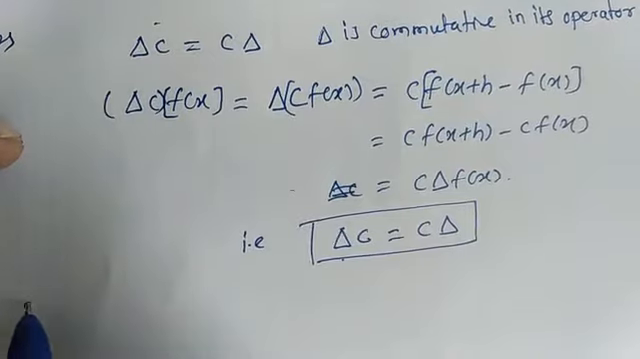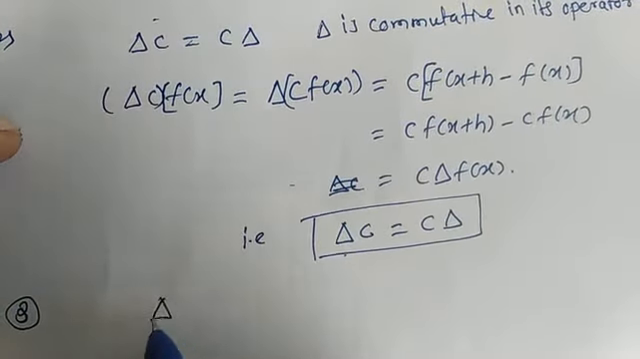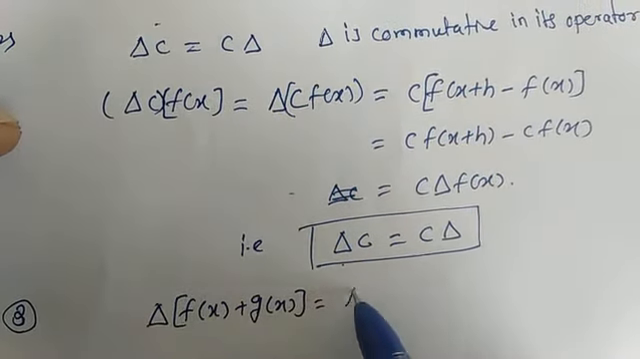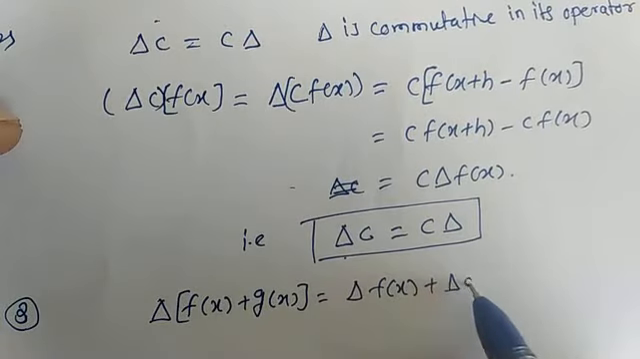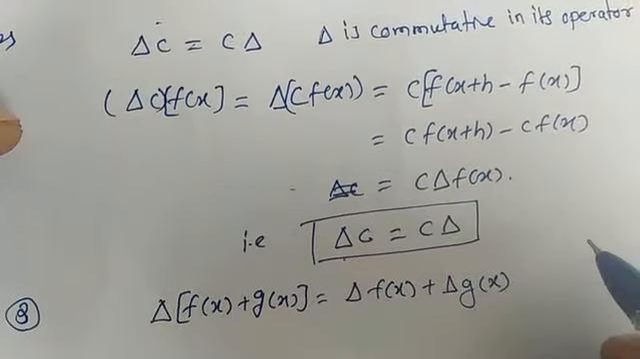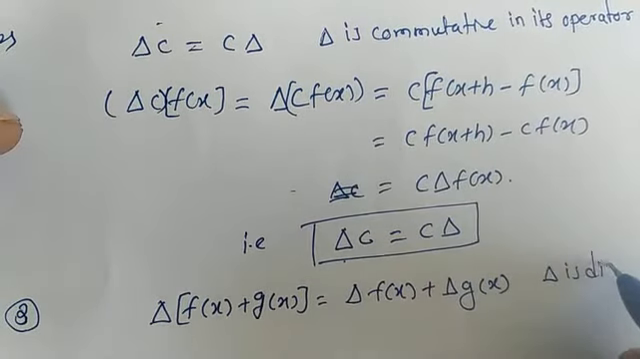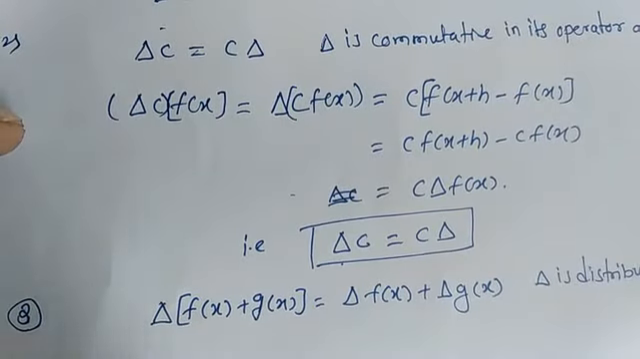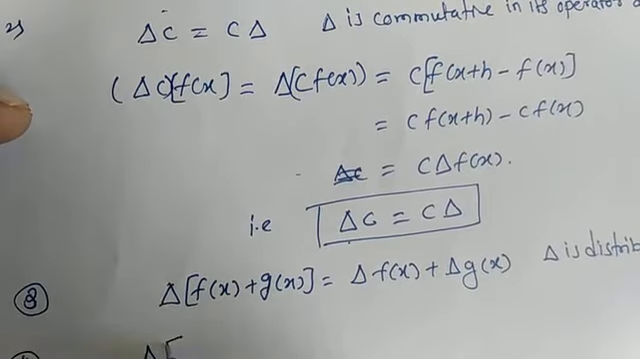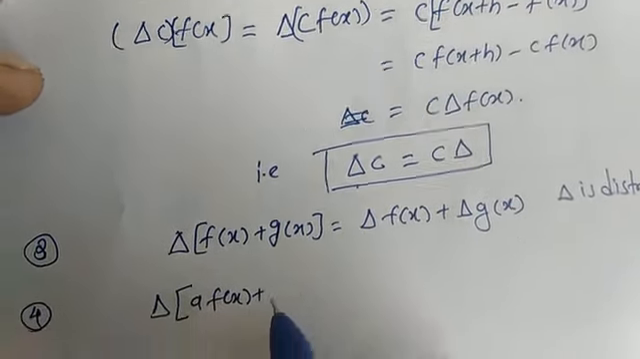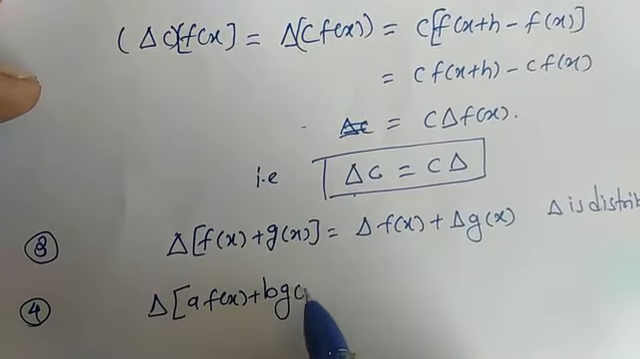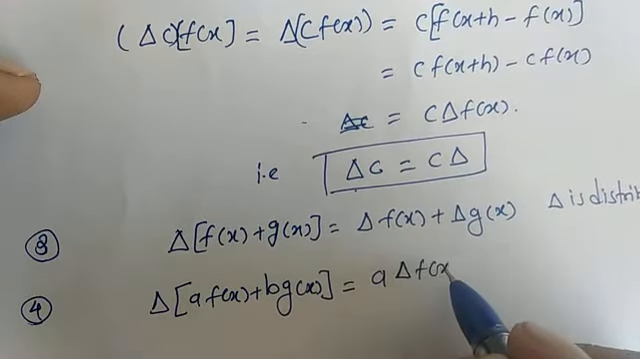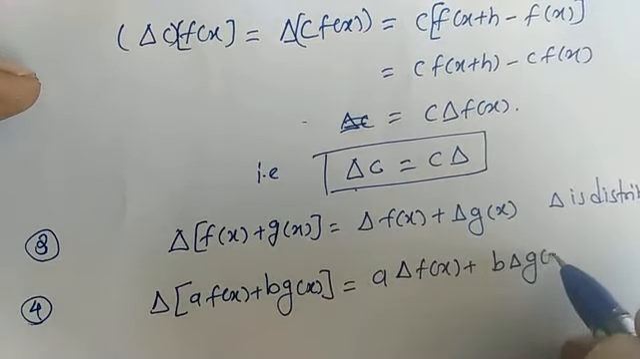Next, third property is Δ[f(x) + g(x)] is equal to Δf(x) + Δg(x). It is distributive, so Δ is distributive. Similarly, you may write it for ∇ also. Next, fourth, Δ[a f(x) + b g(x)] can be written as a Δf(x) + b Δg(x).